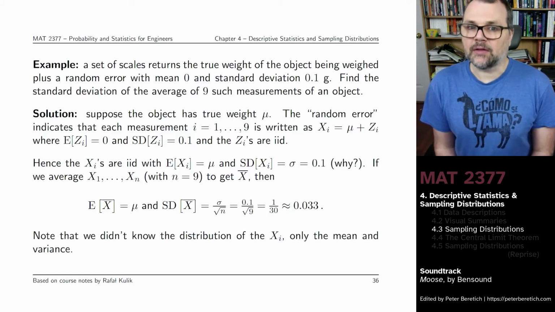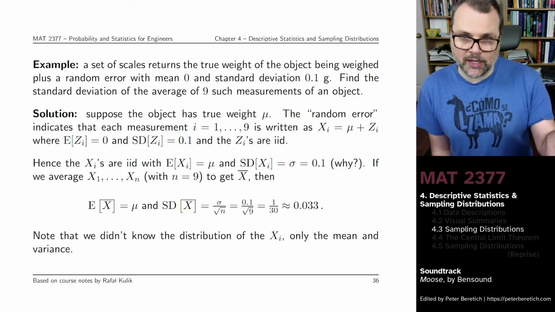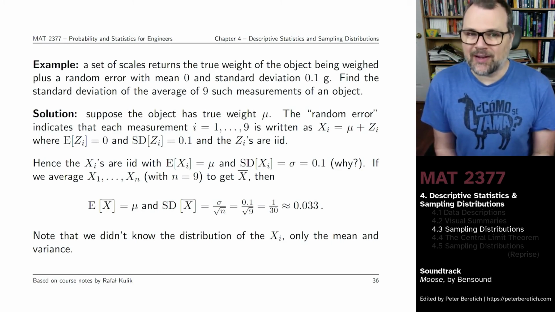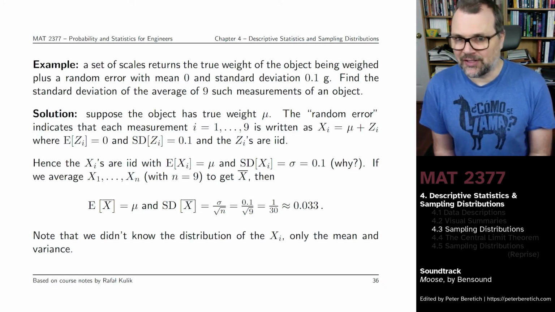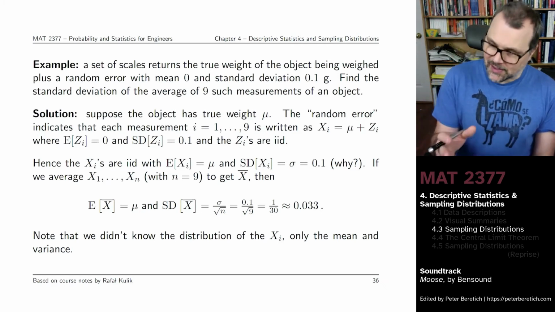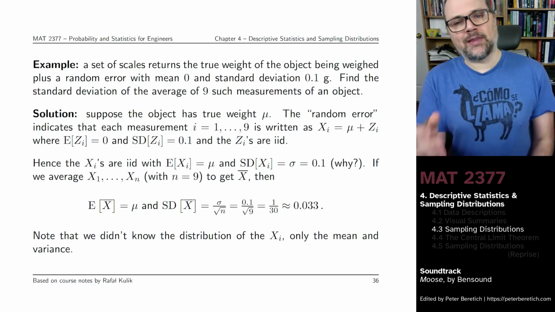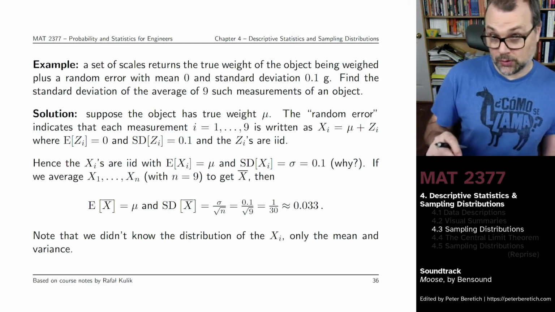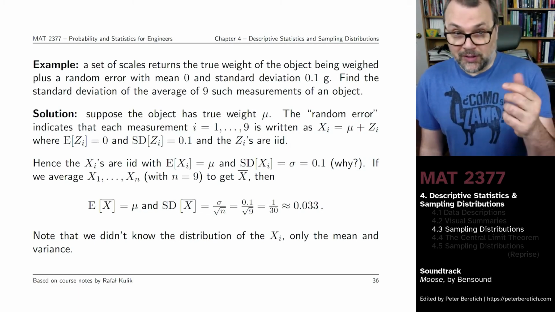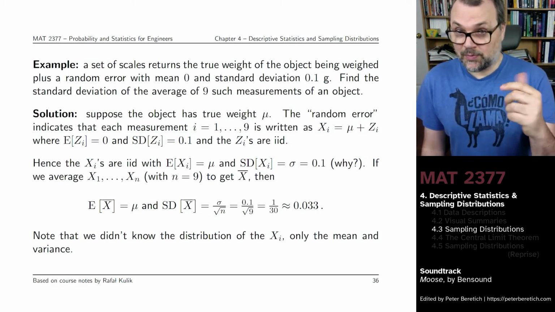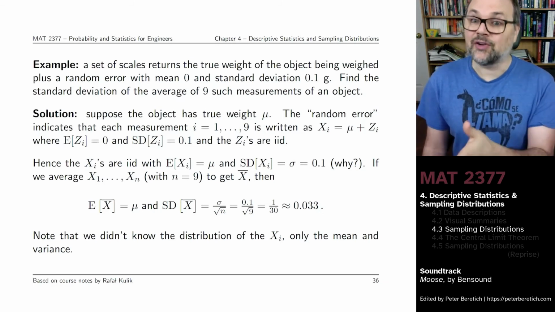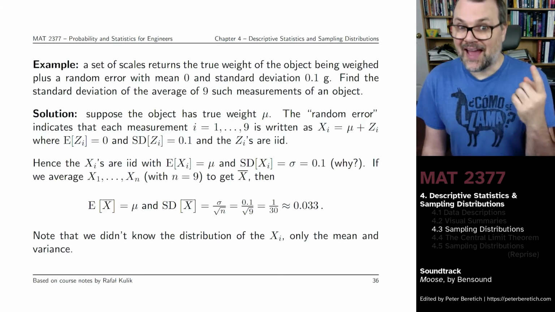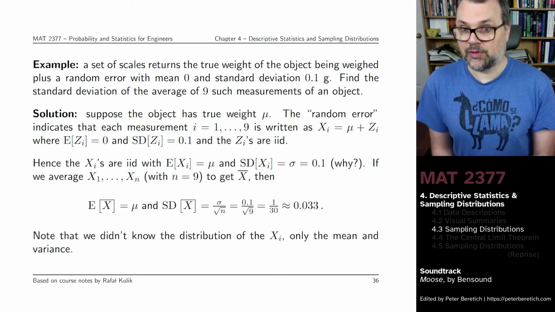You have a set of scales. They will return the true weight of the object that you're weighing, but there's a random error term in it. And the random error has mean 0 and standard deviation 0.1. What this means is that sometimes the weight that is being returned by the scale is above the true weight, sometimes it's below the true weight. And the difference between the true weight and what's being reported has a standard deviation of 0.1. What's the standard deviation of the average of 9 measurements of an object?